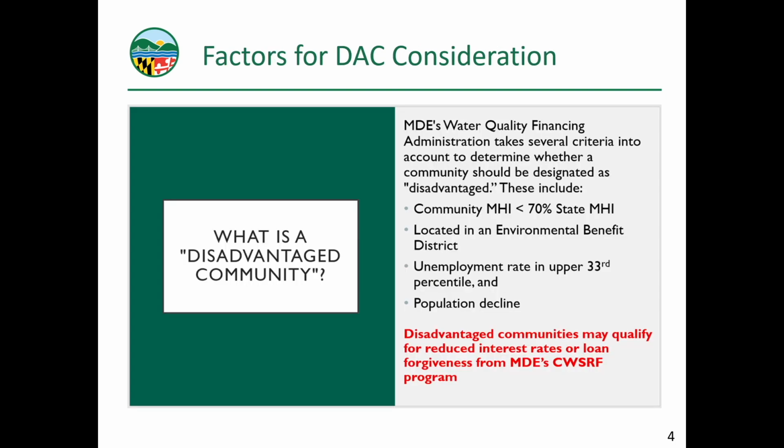For the purposes of an SRF loan, the term disadvantaged community is defined by the state. MDE considers a community disadvantaged if its median household income is less than 70% of the state average MHI, if the project is located in an environmental benefits district, if the community or county has unemployment in the upper 33rd percentile, or if the population is declining based on U.S. Census data. In addition to a reduced interest rate, disadvantaged communities may also qualify for loan forgiveness on a portion of their SRF loan.